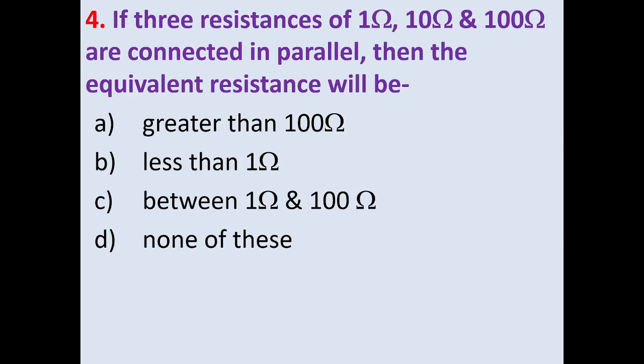If three resistances of 1 ohm, 10 ohm and 100 ohm are connected in parallel, then the equivalent resistance will be? To find the equivalent resistance of a parallel combination, we use the equation 1 upon Rp is equal to 1 upon R1 plus 1 upon R2 plus 1 upon R3. We know that whenever resistances are connected in parallel, the equivalent resistance decreases and it is less than the least resistance. The least resistance here is 1 ohm. So here the equivalent resistance should be less than 1 ohm.